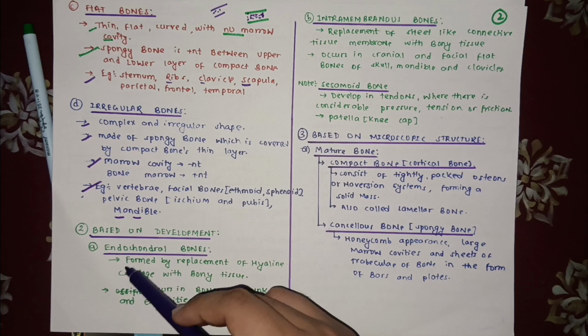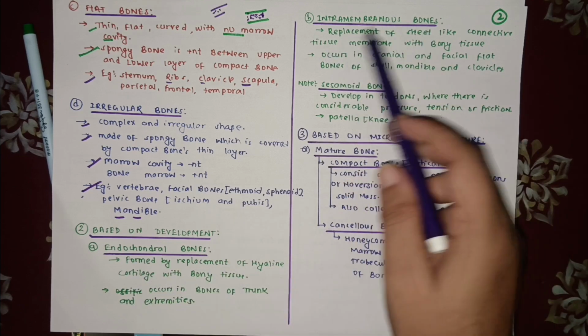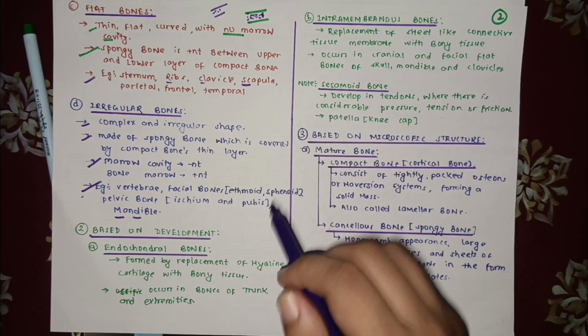In the first, we can see the endochondral bone, and another type is intramembranous bone. And also we have another type, that is sesamoid bone. We will be discussing these.